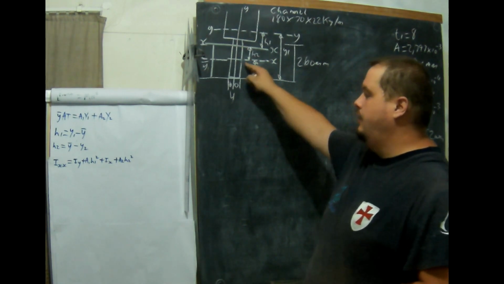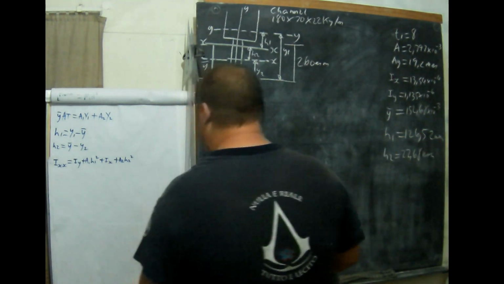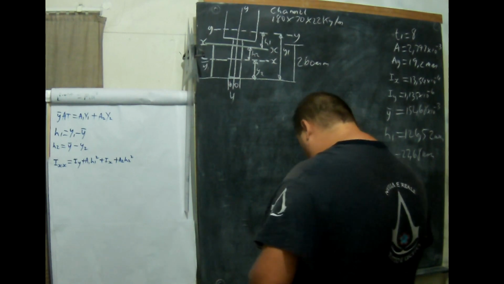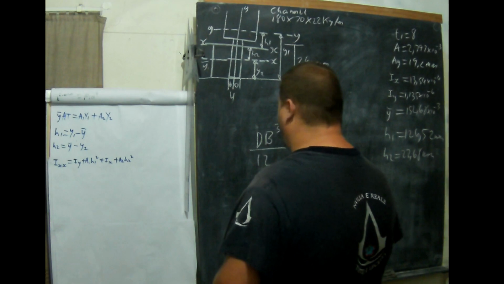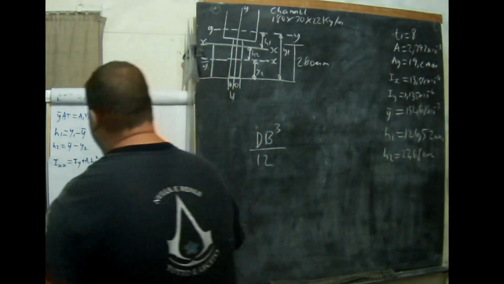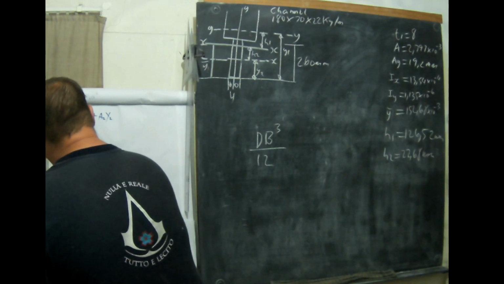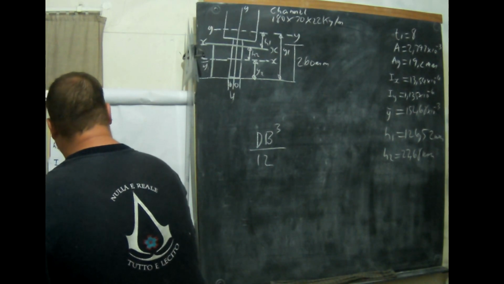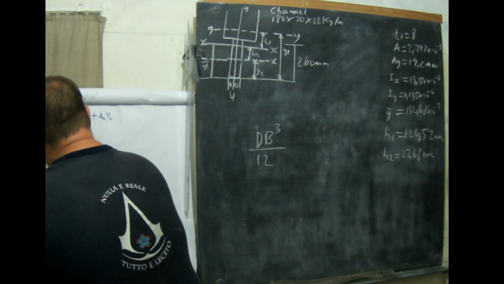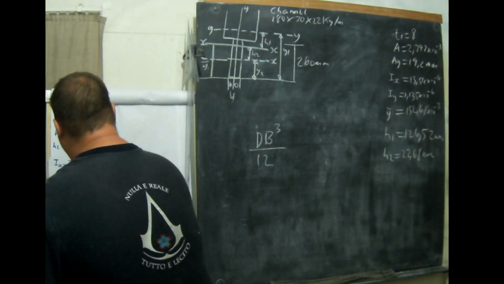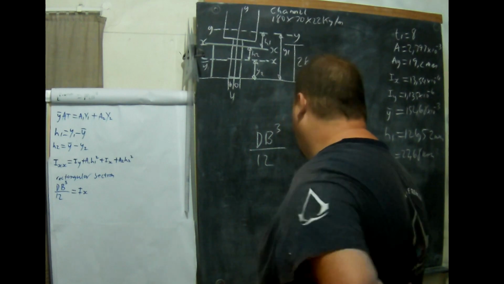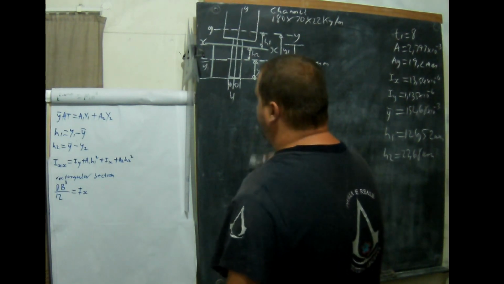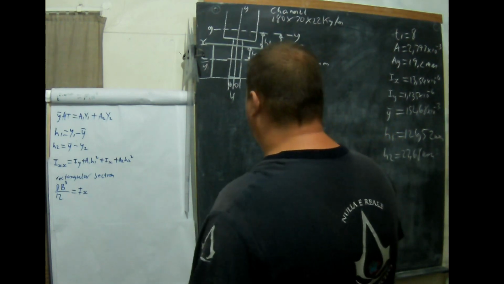So to work that out, for a rectangular section, it will be dB cubed over 12, which equals Ix in this particular case. So now what we're going to do is put everything in our formula. Let's do it by parts.